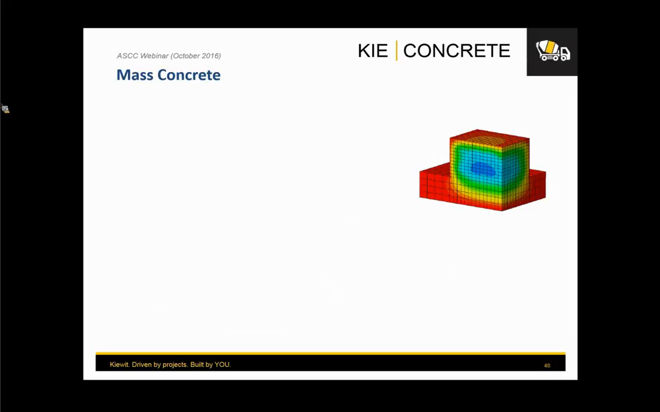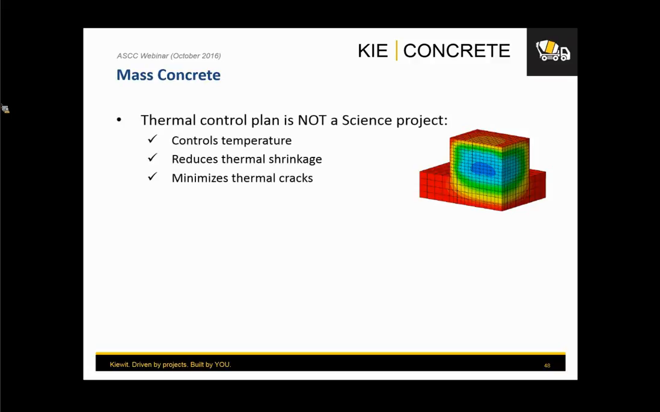At Kiewit we do huge amounts of massive placements, and I get involved in almost everything associated with mass concrete. And mass concrete is something that contractors sometimes have a tough time understanding and allowing that consideration, right? But thermal control planning for mass concrete is not a science project. If you think about it, thermal control planning is basically providing means to control temperature, providing means to reduce thermal shrinkage, and providing ways to minimize thermal cracking. And that's all that mass concrete thermal control planning is going to do.